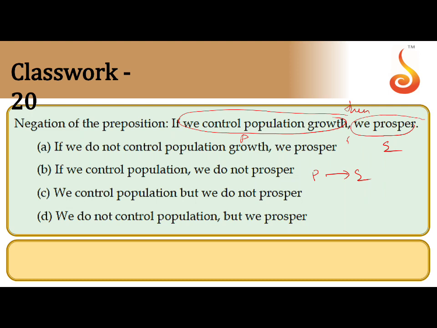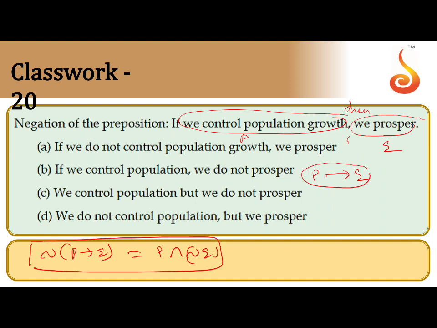So what they are asking is the negation of P implies Q. Negation means the opposite of this one. What I told you, assume this is P and this is Q. The given statement is P implies Q. You have to find the negation of P implies Q. There is a formula for the negation of P implies Q, which you have to remember. P remains the same, implication becomes and, and negation of Q. Just remember this as a formula.